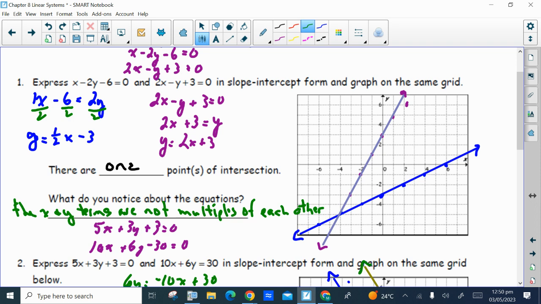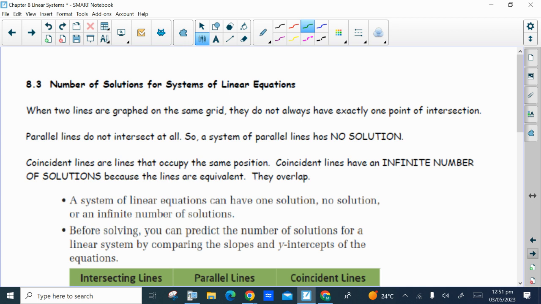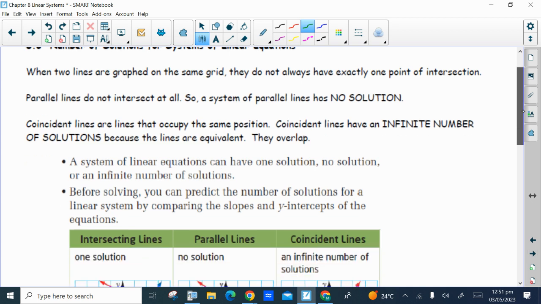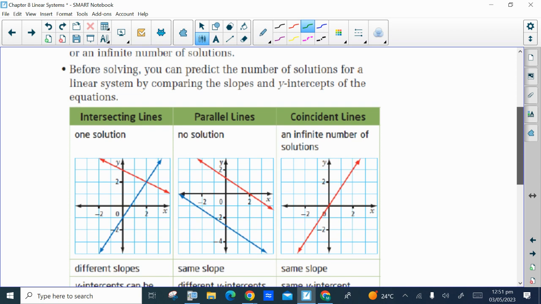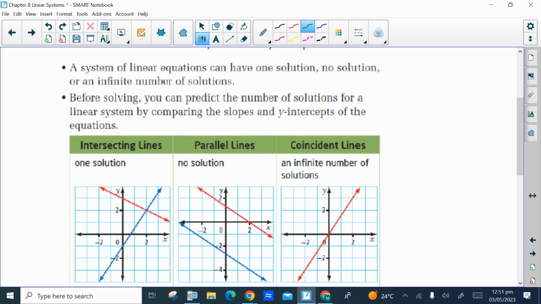Okay, so on the next page, when two lines are graphed on the same grid, they do not always have exactly one point of intersection. Parallel lines do not intersect, so there's no solution. Coincident lines are lines that occupy the same position. They have an infinite number of solutions because the lines are equivalent. They overlap. So again, a system of linear equations can have one solution, no solution, or an infinite number of solutions.